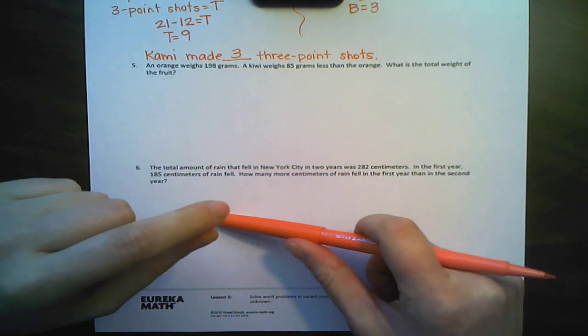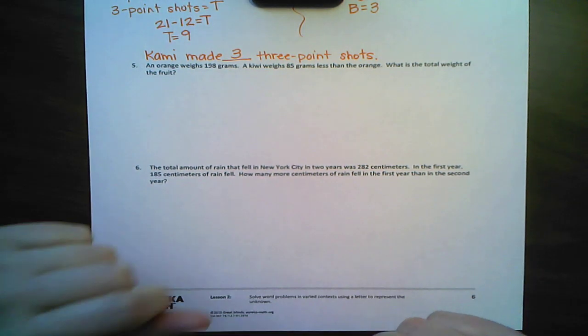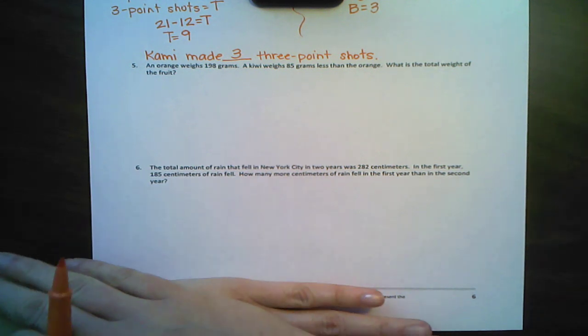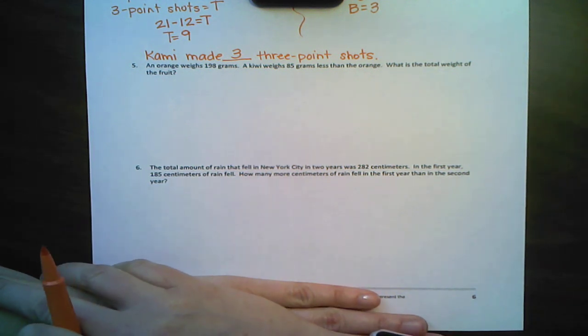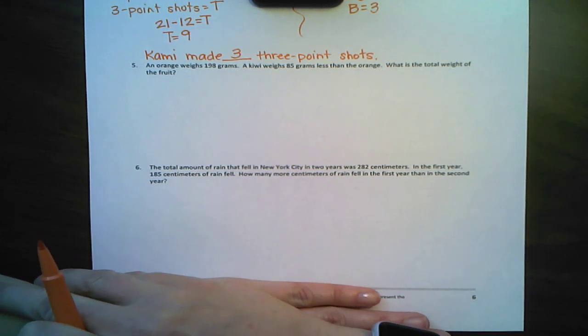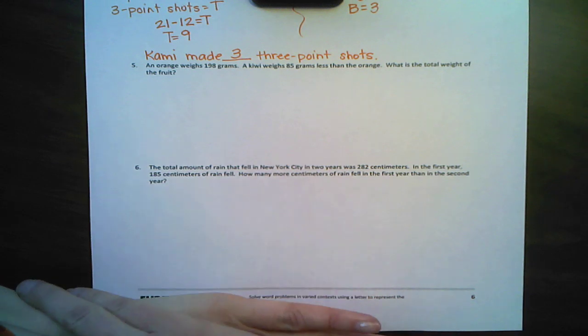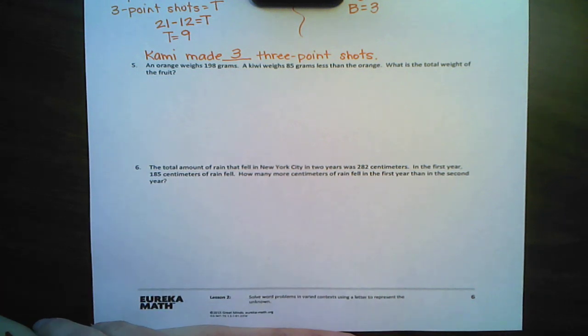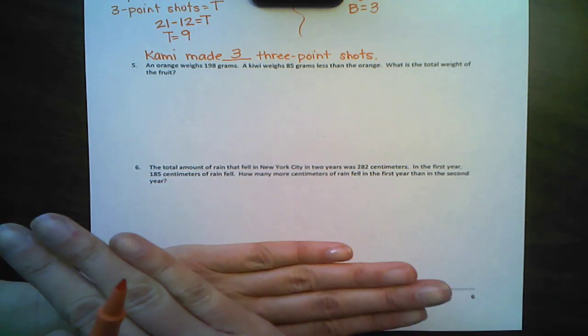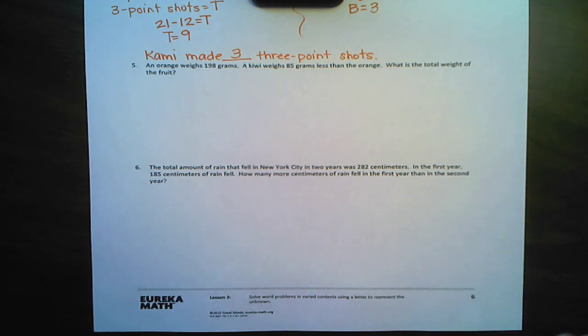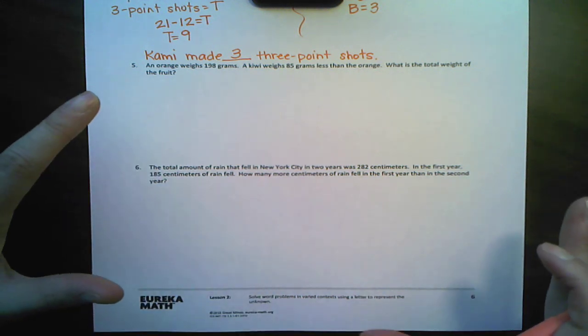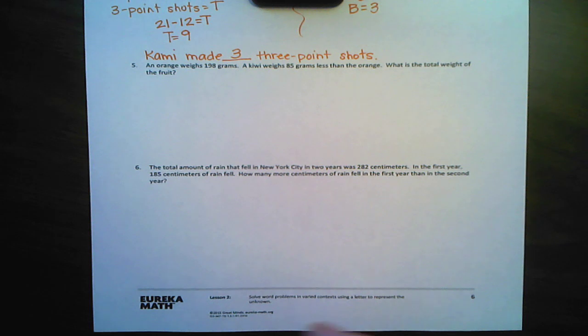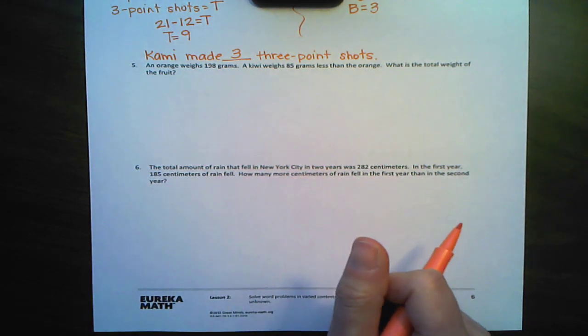All right, let's move on to number 5. Please read with me. An orange weighs 198 grams. A kiwi weighs 85 grams less than the orange. What is the total weight of the fruit? Okay, let's not get overwhelmed here. We can do this. If I were to let you go on your own, there'd be a step that you would miss. So let's not miss it, okay?